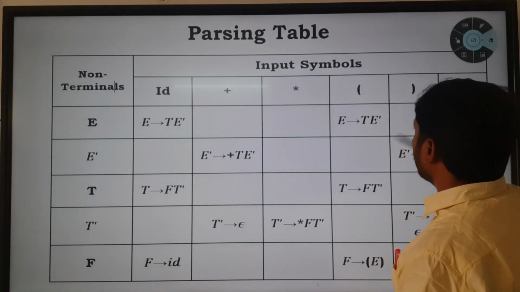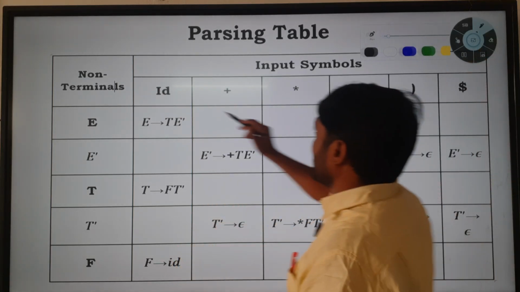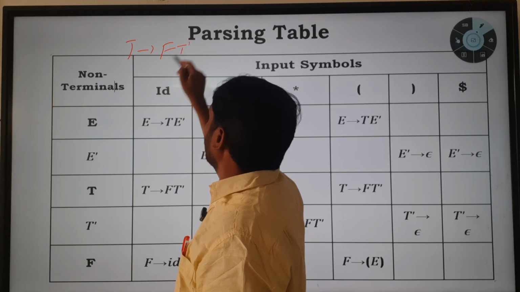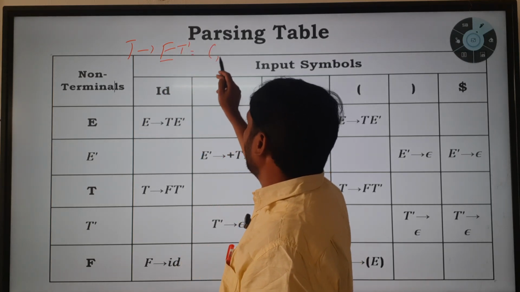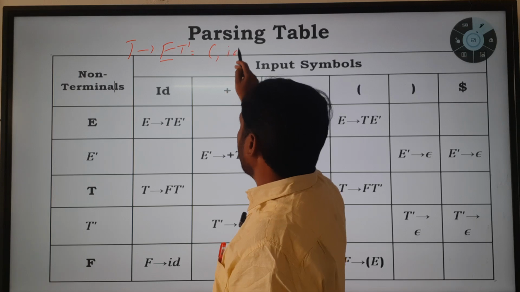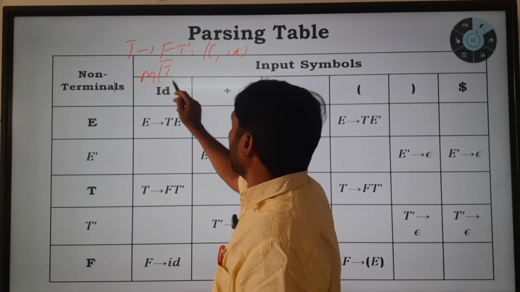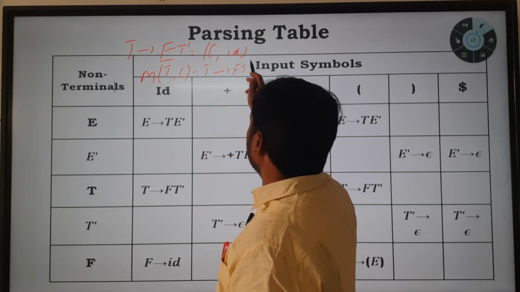What is the fourth production here? That is T derives F T'. I already know that. So, first of F equals open bracket and id. That means now we are going to create the entry table: M of T comma open bracket can be filled with T derives F T'.